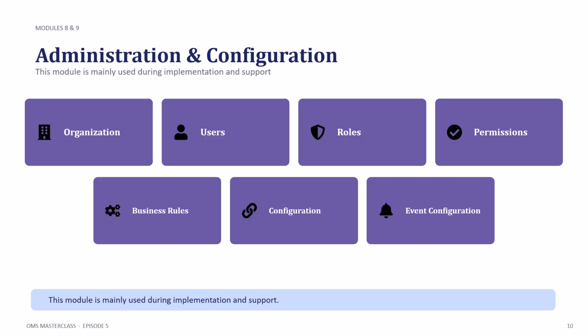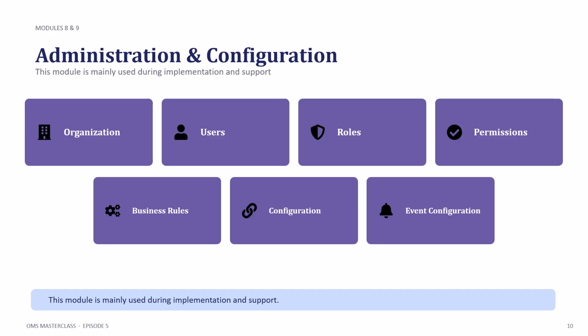The last module is administration and configuration. Unlike the other modules we have discussed, this one isn't used for processing customer orders every day. Instead, it's mainly used during implementation, system setup, and ongoing support. This is where you define the organization structure, create users, assign roles and permissions, configure business rules, and manage different system configurations. You will also come across event configurations which help control how MAO responds when specific business events happen.